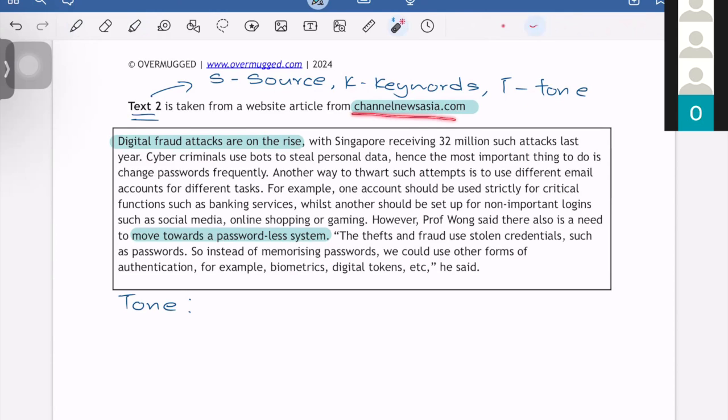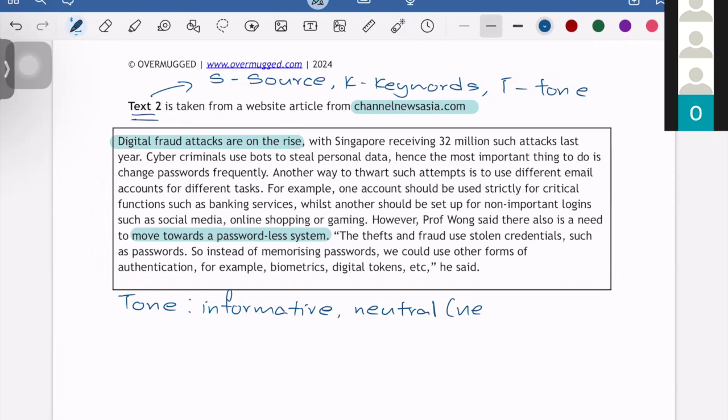CNA is reporting news, and this text 2 is informing you about digital fraud attacks. They're also informing you on suggestions that you can take. So tone is informative. They're giving you information. News is generally considered as neutral. They don't take any stand at all. There is no emotive words.